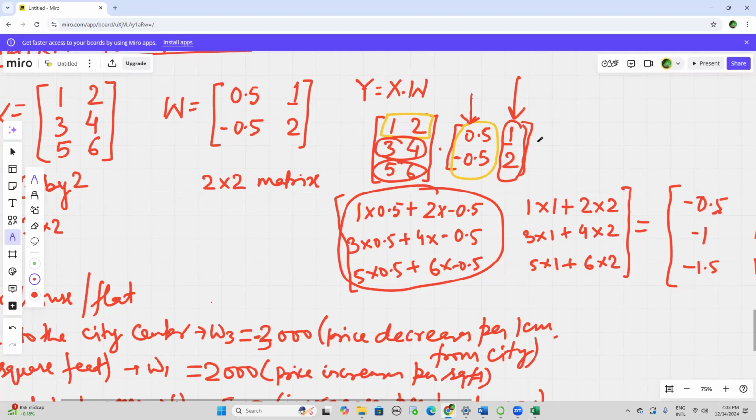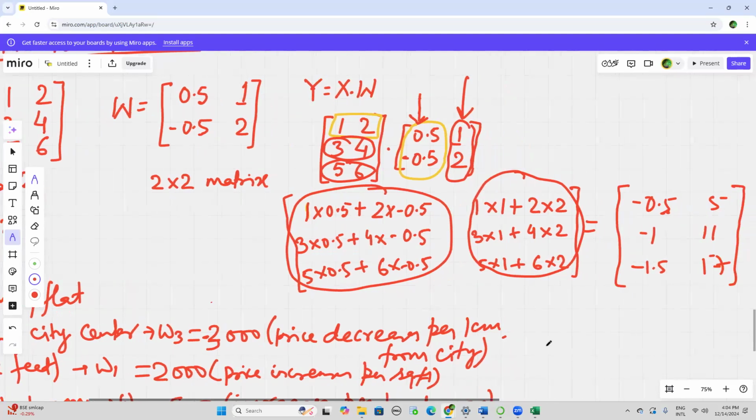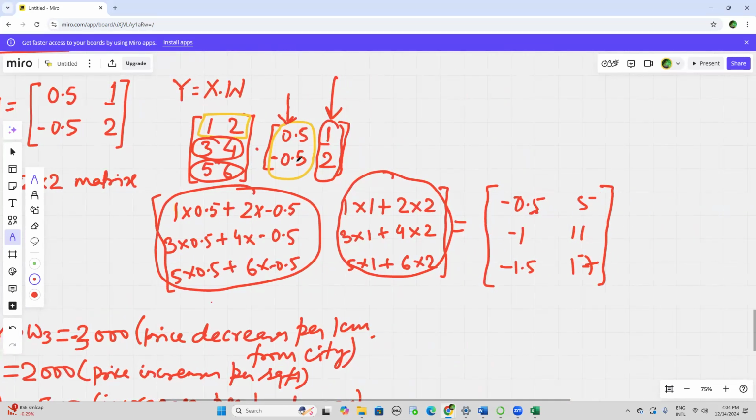It is because we want to check, if I'm increasing the weightage from 0.5 to 1, and this weightage from minus 0.5 to 2, then what will be the impact? And that is why we are doing this calculation. And finally, when you have this number here, you can see, oh, if the weightage is 0.5 and minus 0.5, I'm getting this set of values. If the weightage is changed to 1 and 2, I'm getting this set of values.